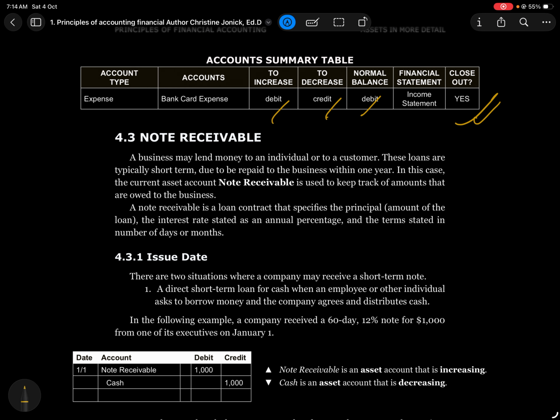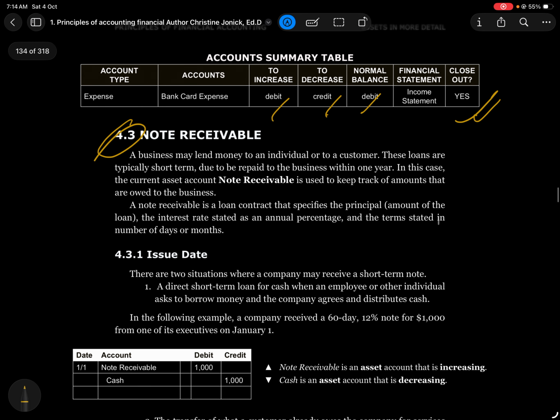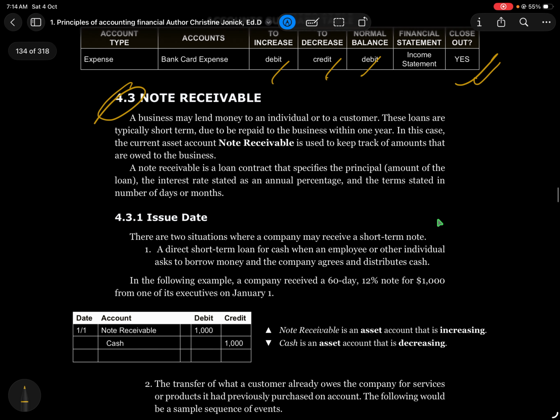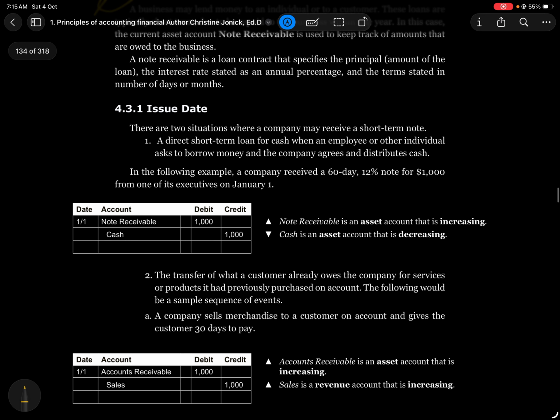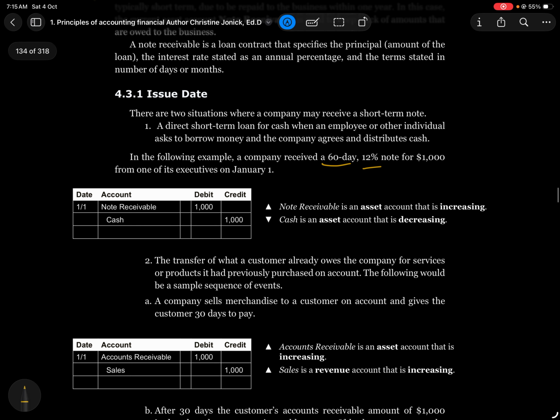Similarly, in the case of notes receivable, a note receivable is when a business lends money to an individual or a customer. That's a note receivable, but it's normally for a short time. So suppose a company received a 60-day, 12% note for $1,000, right? So how would we record it?